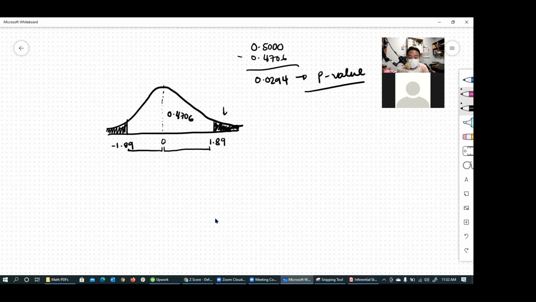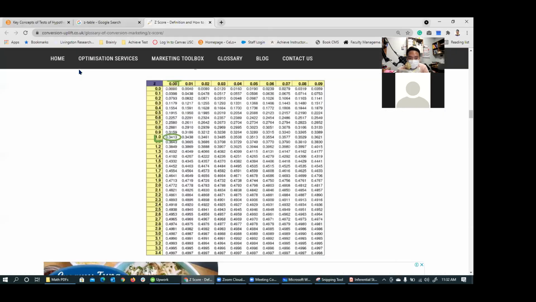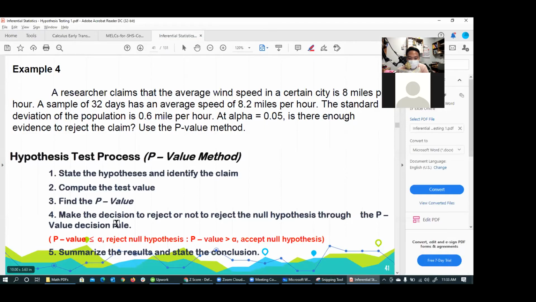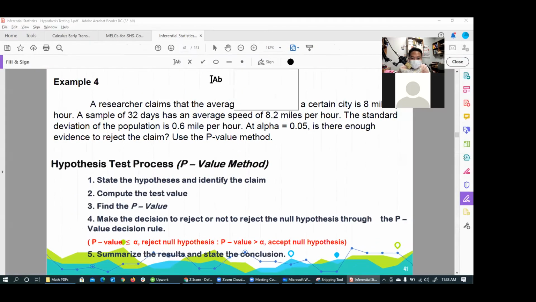P-value. Now, let's go to our decision. Where's that? Please remind me, because I forget easily. So our decision, guys, make the decision to reject or not reject the null hypothesis through the p-value decision rule. So what is this p-value, guys? Let me annotate. I can't write it, so I'll just annotate. Okay, sige.